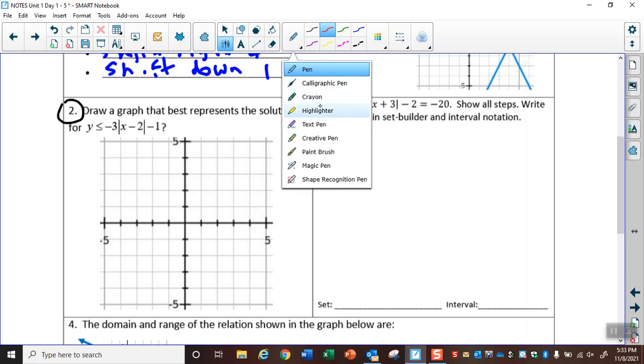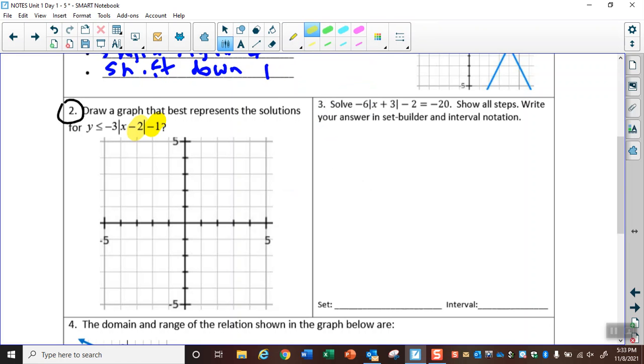Okay, if I look at this, this is going to make it go to the right 2, and this is going to make it go down 1. So I'll do my vertex first. So I'm going to go to the right 2 and down 1. So there's my vertex. And then now what I'm going to do is look at the slope. So the slope is my part right here, the -3. So I know it is going down. It's upside down and it's steep. It's got a slope of 3. So I'm going to count 1, 2, 3 over 1. All right. And then 1, 2, 3 over 1.